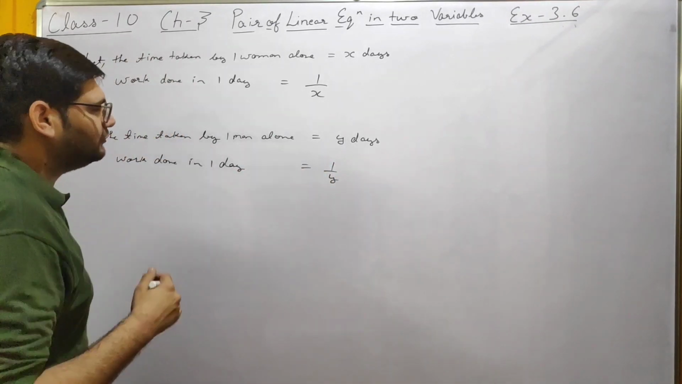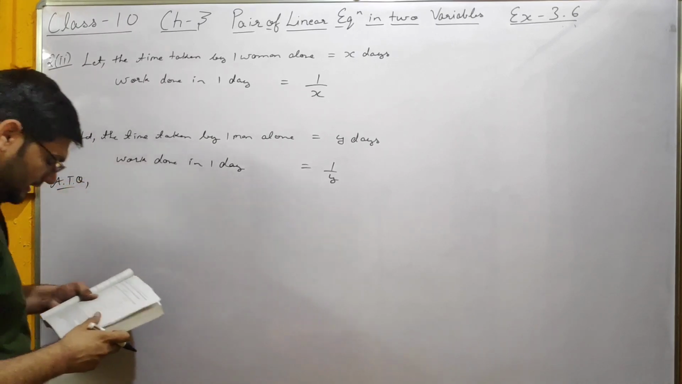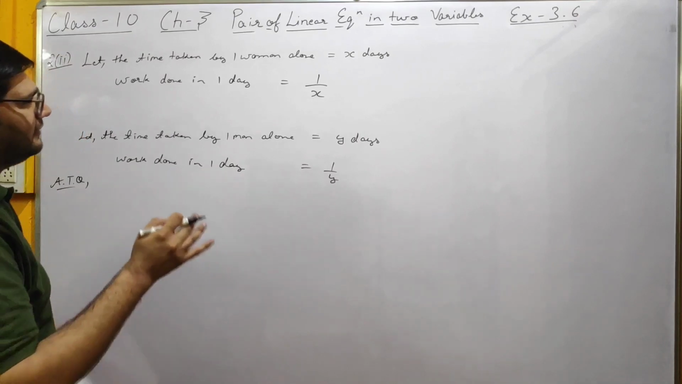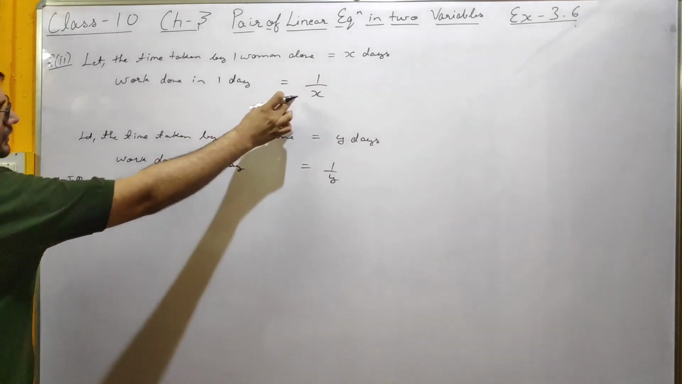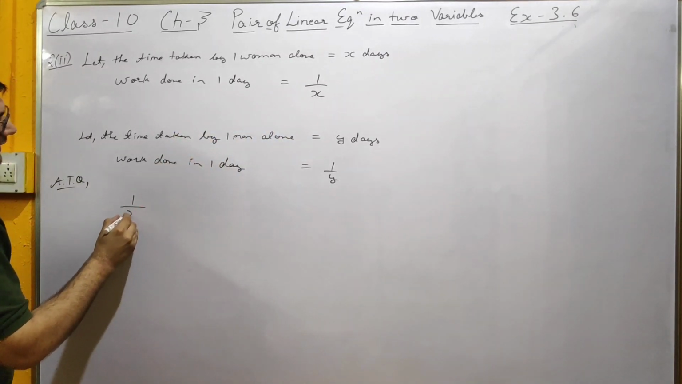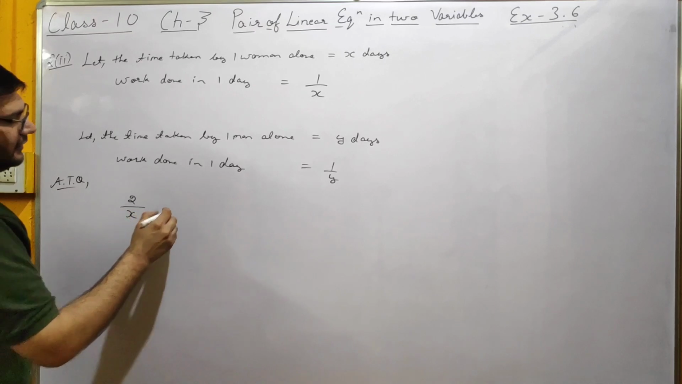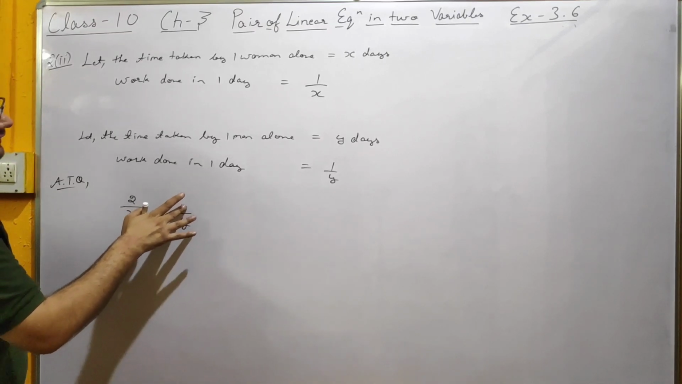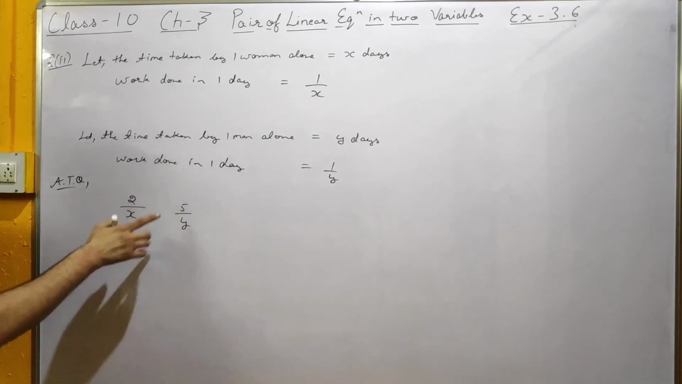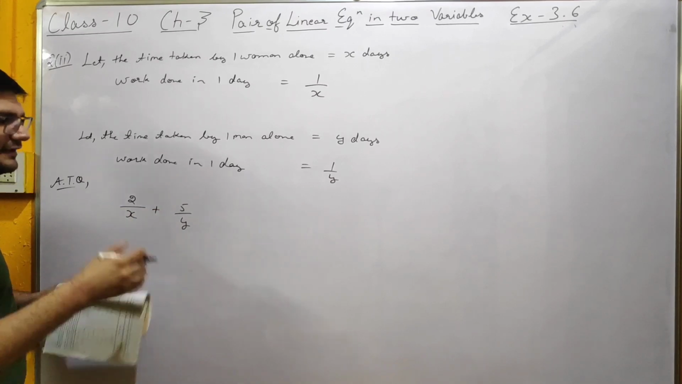Alright. So now, according to the question, just see the question carefully. Suppose one woman does the work 1 by X in one day. So two women will do 2 by X. And one man's one day's work is 1 by Y, so 5 men will do 5 by Y. Just multiply. And together, the work is done in 4 days.